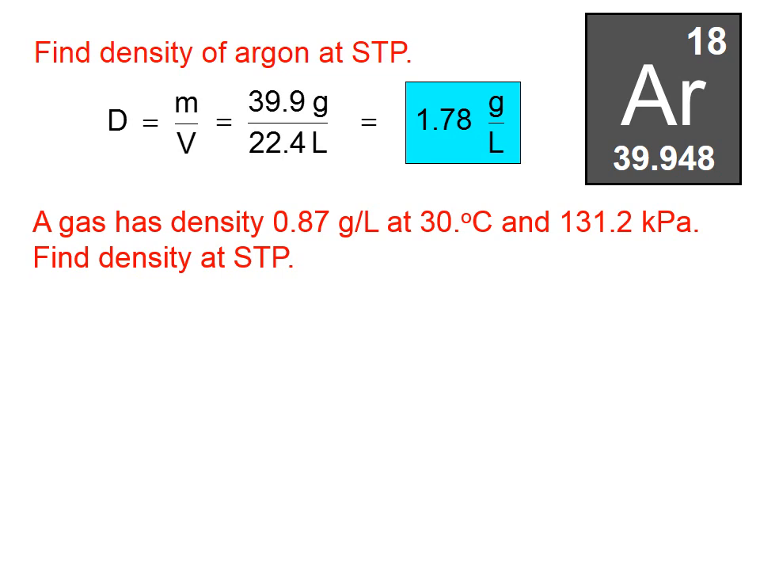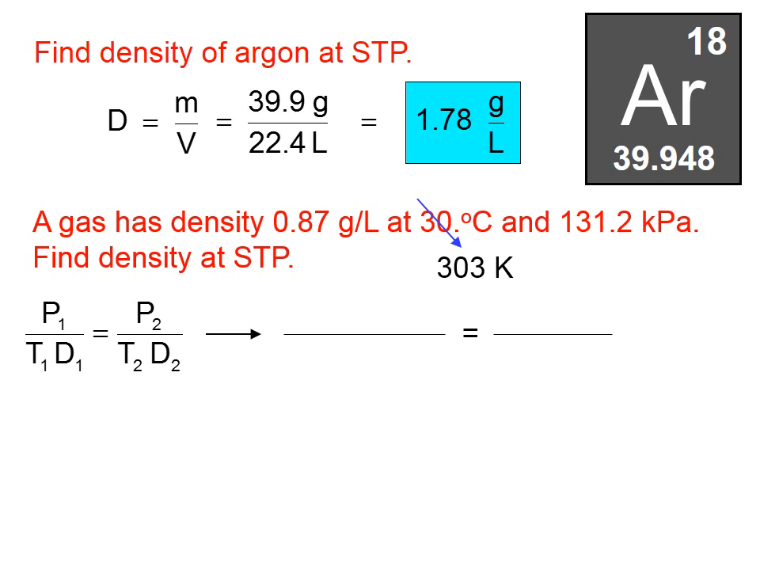So here you can see that we have a set of initial conditions and a set of final conditions. Let's convert Celsius into Kelvin by adding 273. And when we have a set of initial conditions and a set of final conditions, this might be a good equation to use. Let's go through the problem and see what variables we can fill in here. A gas has a density of 0.87 grams per liter, so that's D1. So that goes in the denominator right there. At that temperature, so that's T1, and at 131.2 kilopascals, so that is P1.